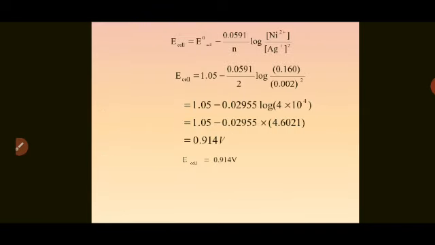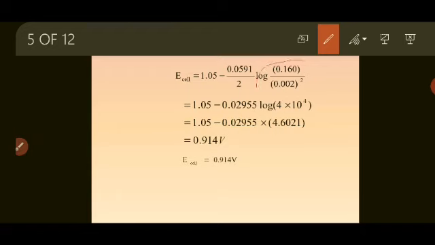So here the concentration of Ni2+ is given as 0.160, and the concentration of Ag+ we have to take raised to 2, because 2 Ag+ is given, therefore 0.002 raised to 2. By substituting all these values, first of all you have to find this value, that is log of 0.160 divided by 0.002 square. This value comes as log of 4 into 10 to the power 4.